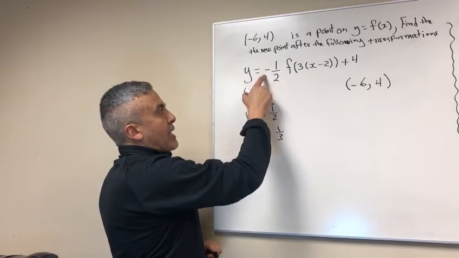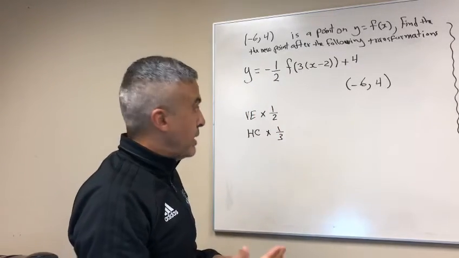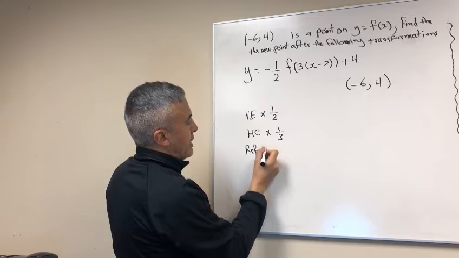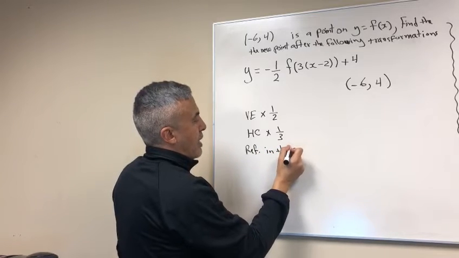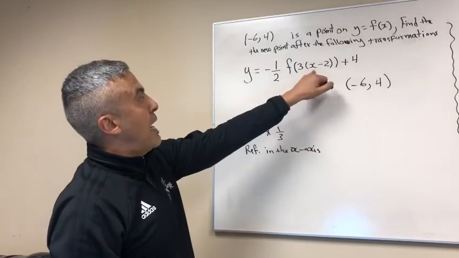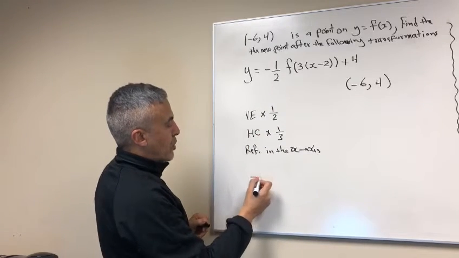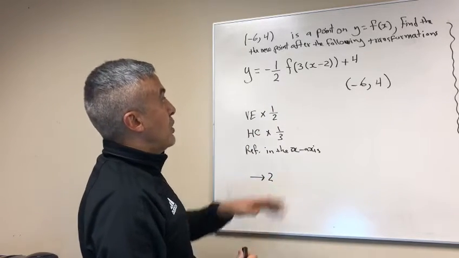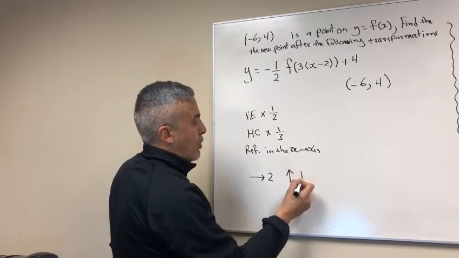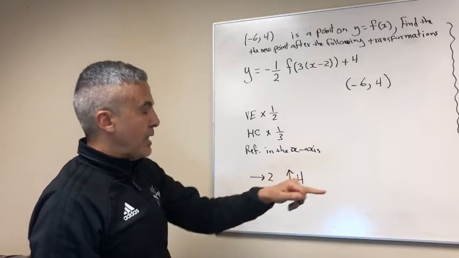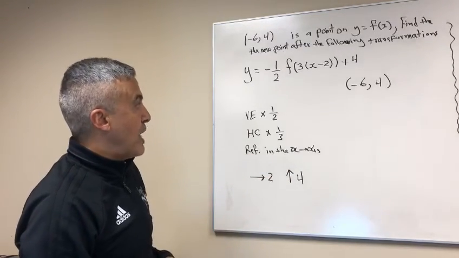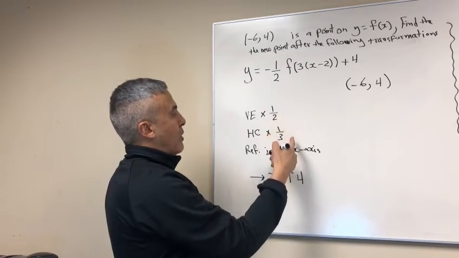And then the reflections, I have a negative in front of the whole function. It's a reflection in the x-axis. And then I have x minus 2. That means you're going right 2. And then you have plus 4 added to the whole thing. So that means up 4. So adding 2 horizontally, that means you add it to the x value, and going up 4, you add it to the y value.